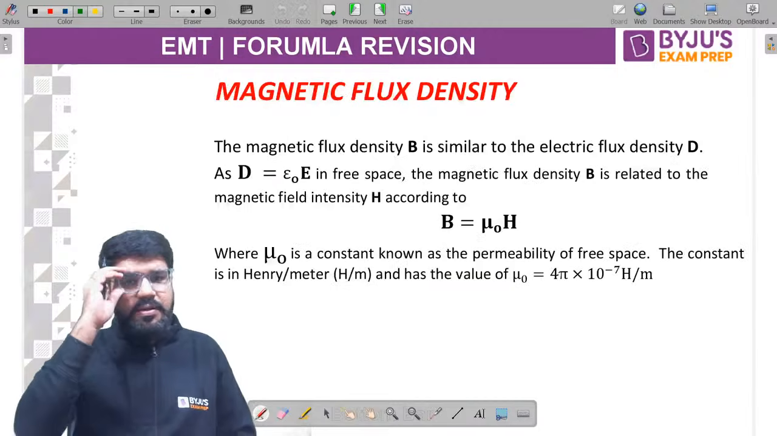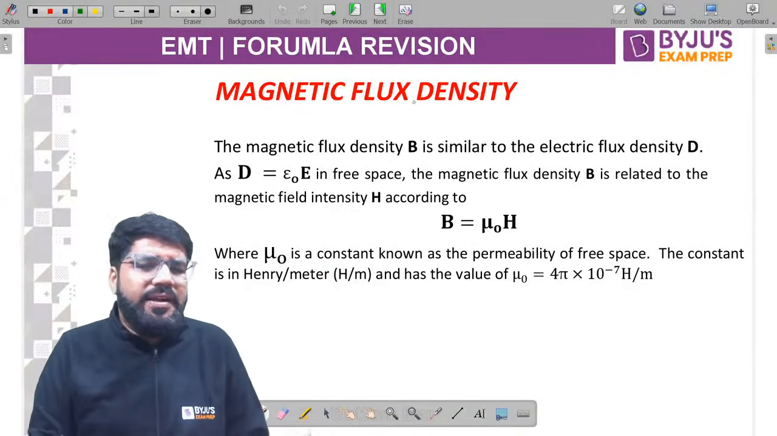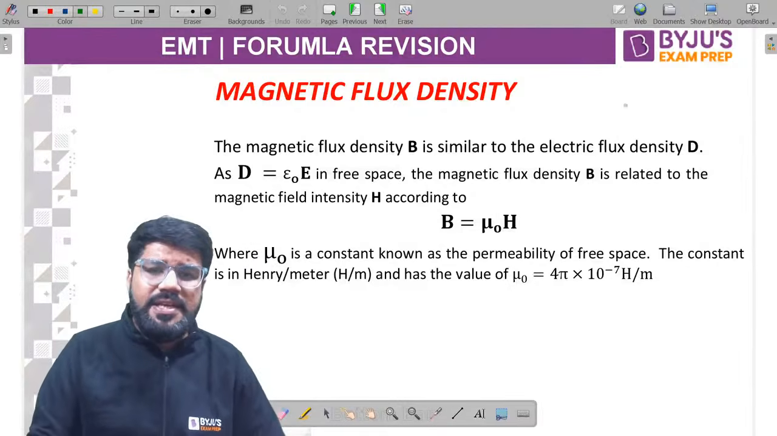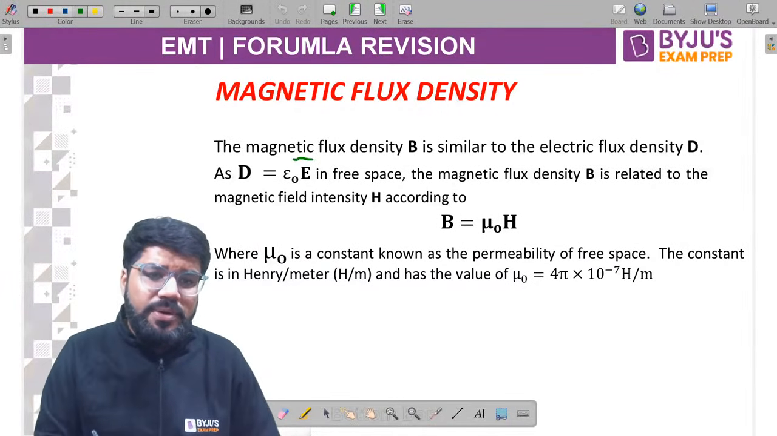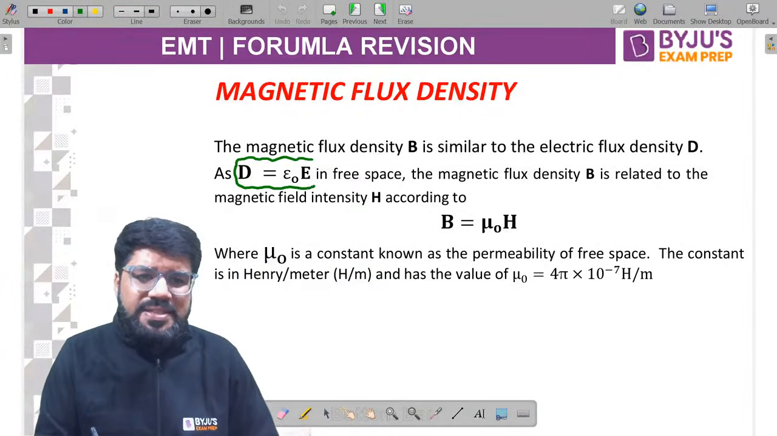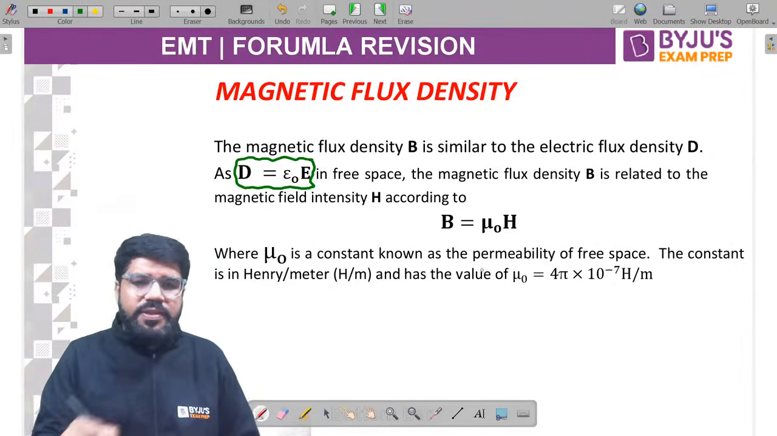It is the unit vector normal to the sheet. Similar to the electric flux density, we define the magnetic flux density. Electric flux density was related as D is equal to epsilon E. The concept of flux anyways I have briefed you. Okay, so let us go with the final formula.